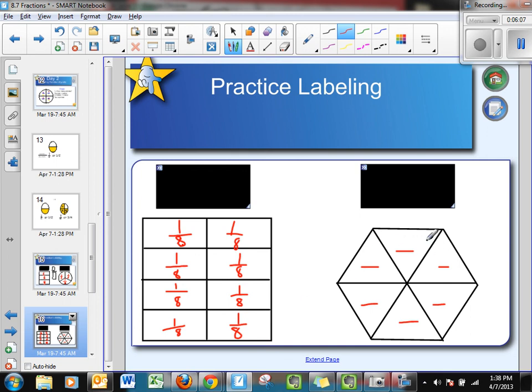Now if we look at this next shape over here, we're going to count again. Count with me. We have 1, 2, 3, 4, 5, and 6. So 6, think in your head, does it go on the top or does it go on the bottom? It goes on the bottom because the bottom number tells us how many pieces we have total. So I'm going to put a 6 underneath because the bottom number again tells us how many pieces there are total. That number is 6 because there are 6 pieces.